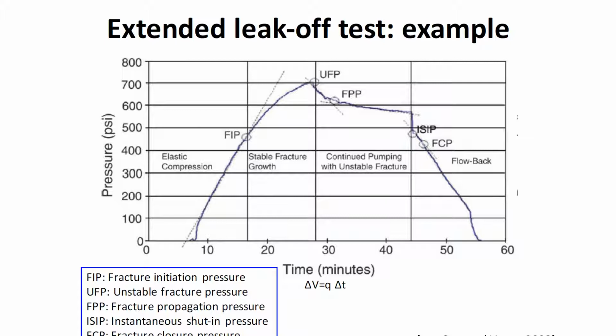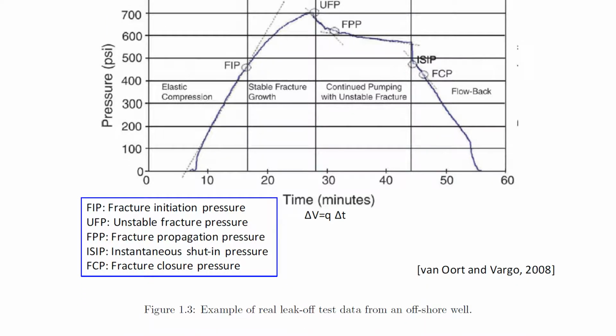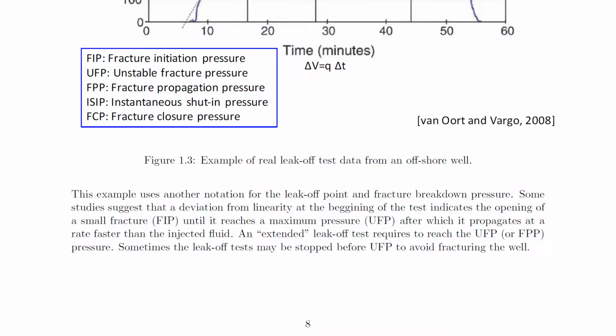Then you go into this regime in which the pressure is more or less constant. We're going to see later on that sometimes it decreases, sometimes it may increase. It depends on the fracture geometry. And when you stop injecting, you have the shut-in pressure, instantaneous shut-in pressure, and the fracture closure pressure.